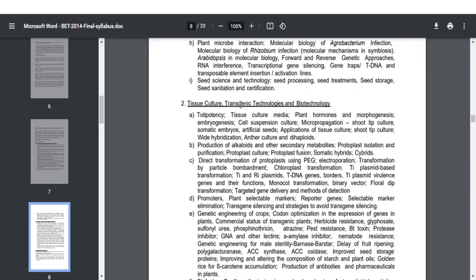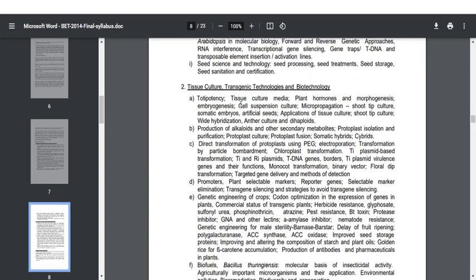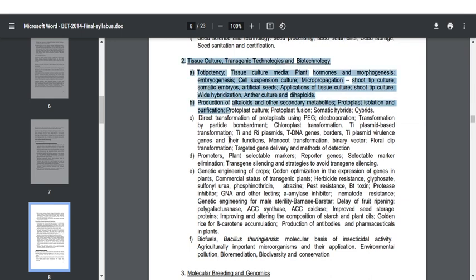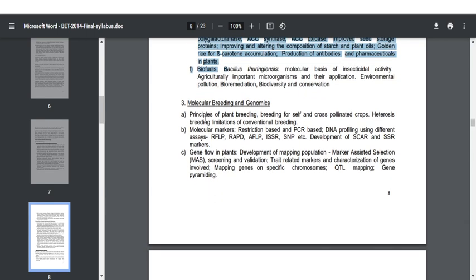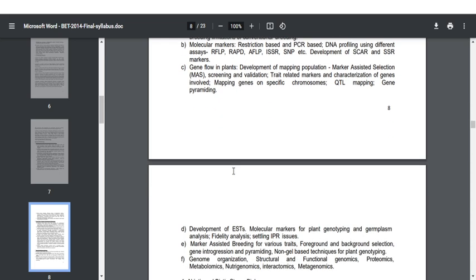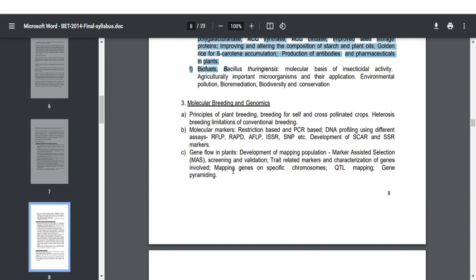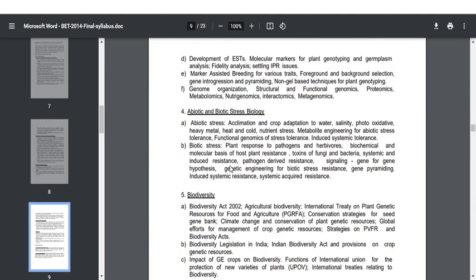Tissue culture, transgenic technology and biotechnology are highly important. Many questions will come from tissue culture. So don't try to leave any topic in section number E. From this section E alone, you can expect 2 to 3 questions. Molecular breeding and genomics, anyway, questions will not be asked. If you have enough understanding of molecular breeding and genomics, you can definitely read those notes. Just read the easy and comfortable topics, the topics which are easy for you, and prepare notes for them.